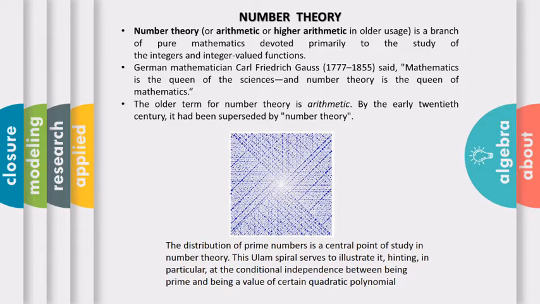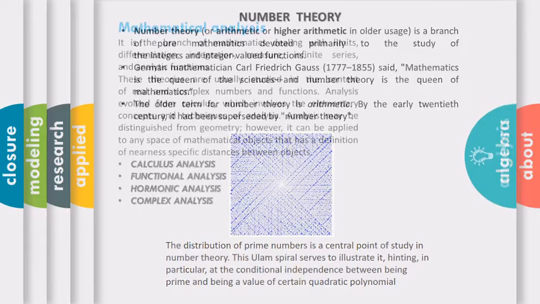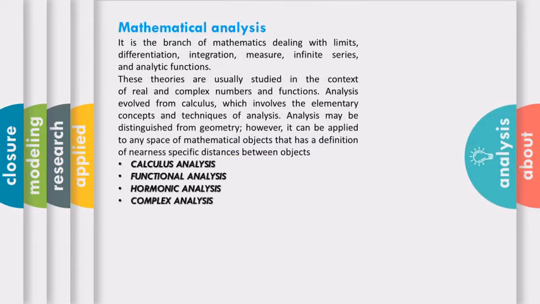Now, from this number theory we have ended the chapter of algebra. Now we are moving to the chapter of mathematical analysis, the second part of pure mathematics. It is a branch of mathematics dealing with limits, differentiation, integration, measure, infinite series, and analytic functions. The word analysis emphasizes something. What does it emphasize? It is about how we are analyzing something, how we are analyzing some graph, how we are analyzing some functions. All these studies come under this mathematical analysis part.